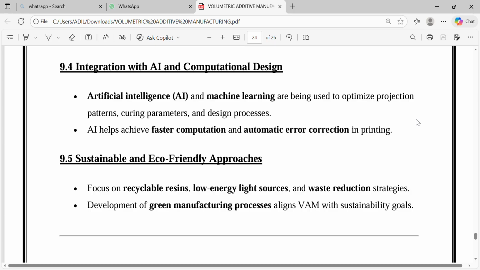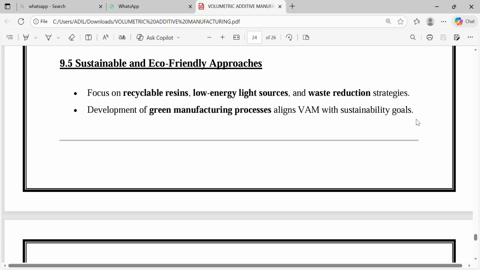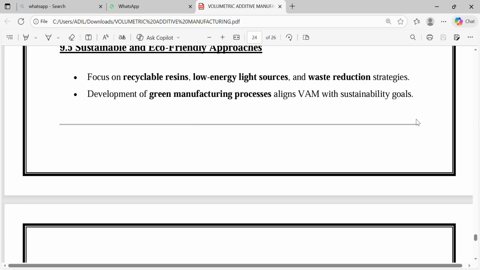Fourth one is the application of AI and computational design. Artificial intelligence and machine learning are being used to optimize printing patterns, parameters, and design processes. AI helps achieve faster computation and automated error correction in printing. Fifth one is the sustainable and eco-friendly approaches. Focus on recyclable resin, low energy light sources, and waste reduction strategies.